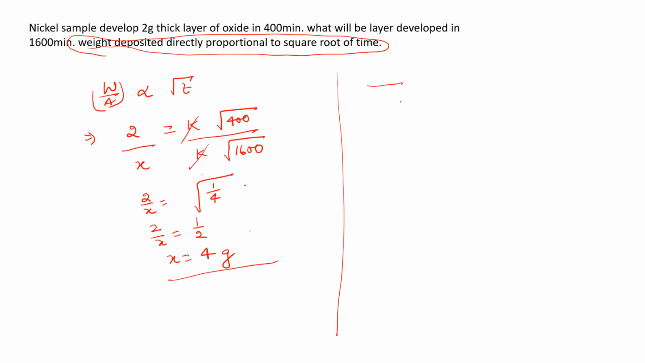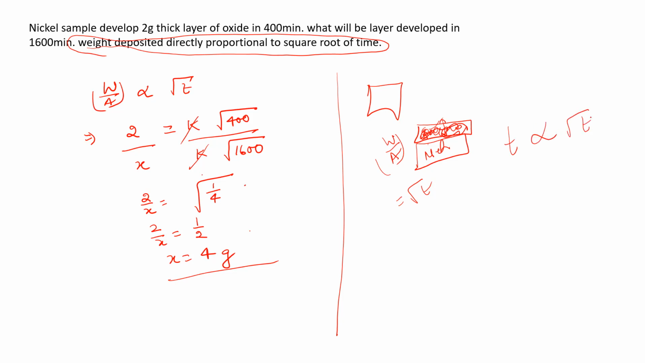Suppose this is your metal, and these are oxides. The weight of this divided by this area is directly proportional to the square root of time. Now if someone asks about the thickness of this oxide, that is also directly proportional to the square root of t, because as the thickness grows, the weight will also grow. These two are very similar. So if you do this calculation, you will get the answer.